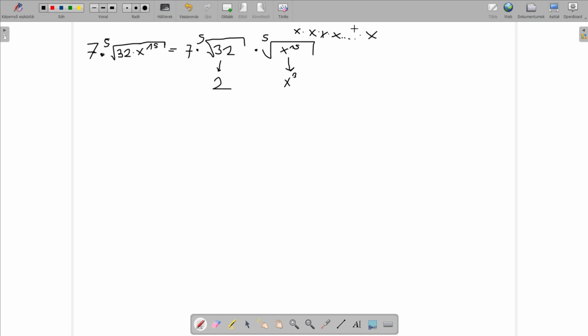So 15 times x. If we would like to get the expression which we would have to raise to the fifth power to get x to the 15th power, that is going to be x to the third power, as we have thought about earlier, because x to the third power raised to the fifth power is equal to x to the 15th power. So that's our explanation here. And then that is 2 times 7, that's 14 times x to the third power. Okay, so this was one of the problems.